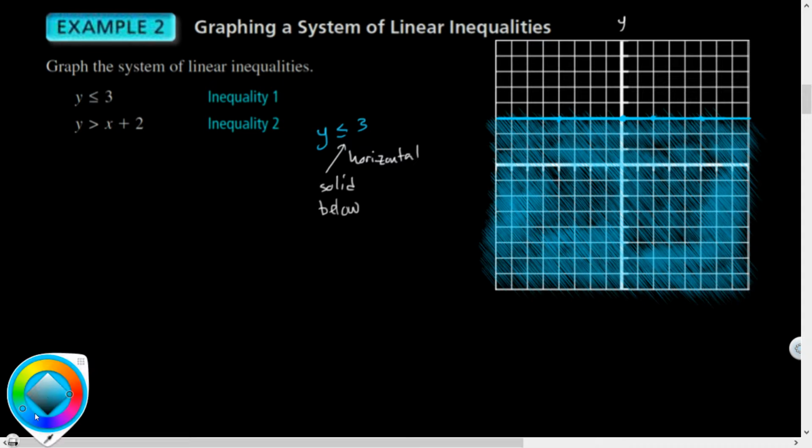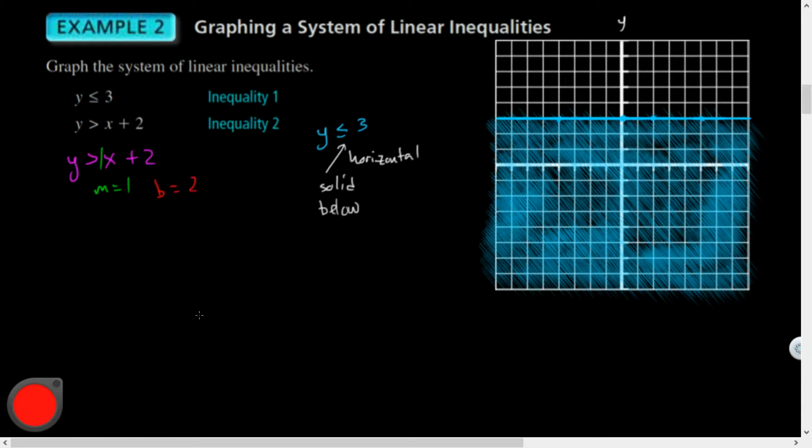All right, so let's look at this other line. I'll rewrite it in purple just so we know which one we're talking about. y is greater than x plus 2. So that's conveniently already in slope-intercept form. It's going to be a diagonal line because it's got the mx plus b. m is going to be the 1. The y-intercept is going to be the 2.